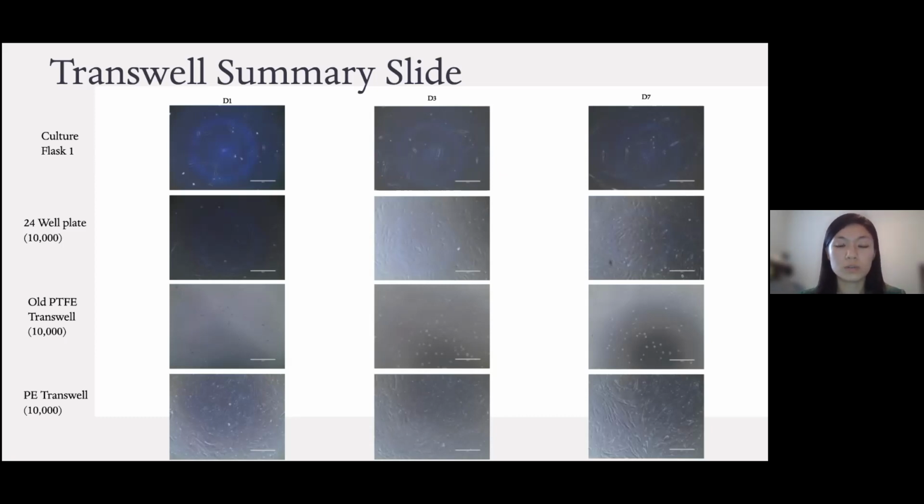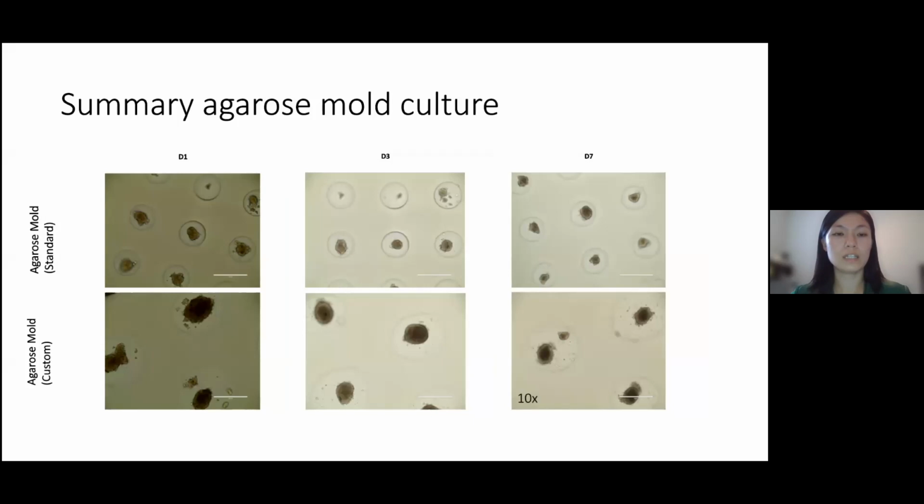The old transwell that was coated with laminin, as we saw in previous experiments, did not adhere at all. And the new polyester transwell adhered very well, better than any of the other ones that were tested. So that was a positive outlook. And this is the agarose molds cultures.